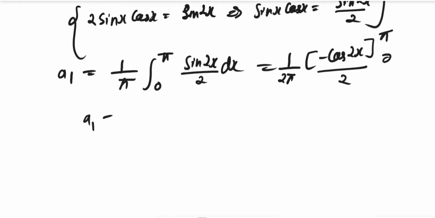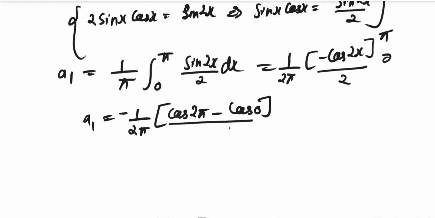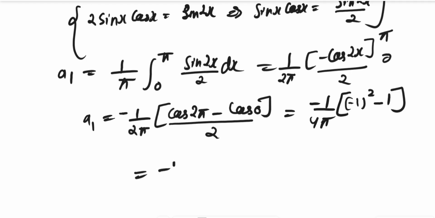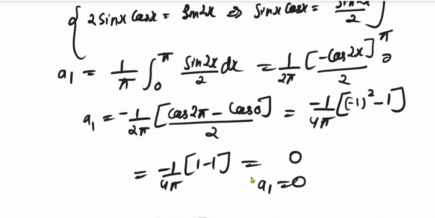This gives a1 is equal to 1 upon 2 pi, take minus common. Now put the limit: cos 2 pi minus cos 0 divided by 2, which is equal to minus 1 upon 4 pi. Now cos 2 pi is minus 1 raised to the power 2, minus cos 0 is 1. So it is equal to minus 1 upon 4 pi, minus 1 raised to the power 2 is 1, that is 1 minus 1. So it is 0. This implies a1 is equal to 0.